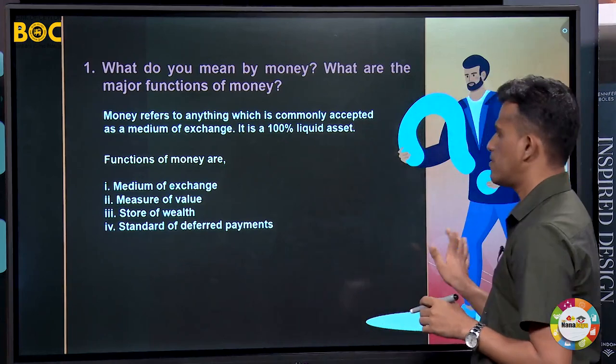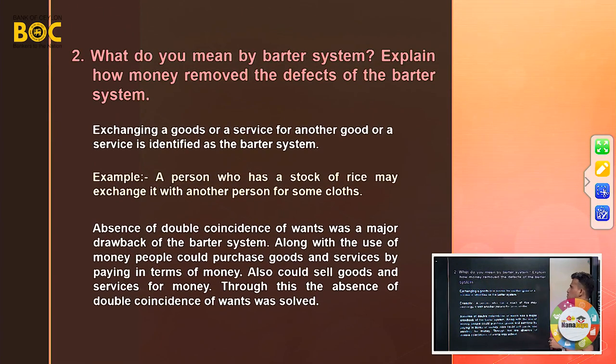Right. We'll move on to the next question. Question number two. What do you mean by barter system? Explain how money removed the defects of the barter system. So what do we mean by barter? Before the usage of money as a common medium of exchange, people were exchanging goods and services for other goods and services.